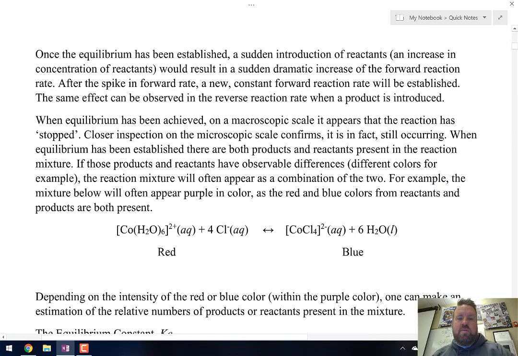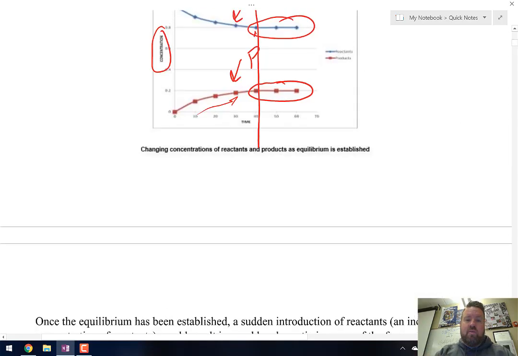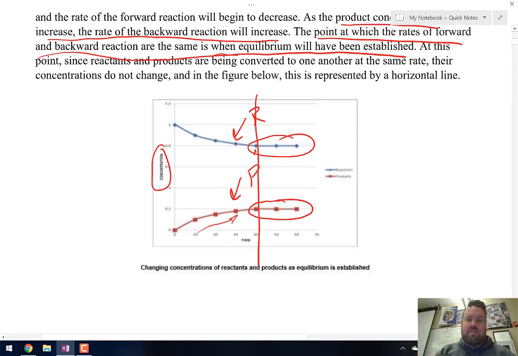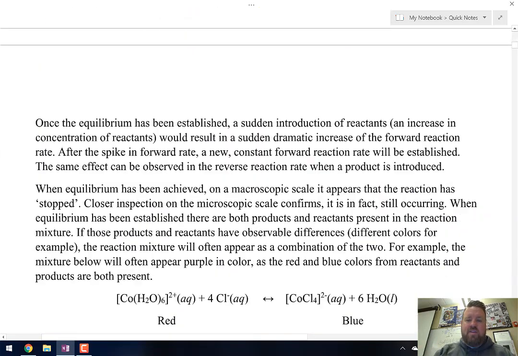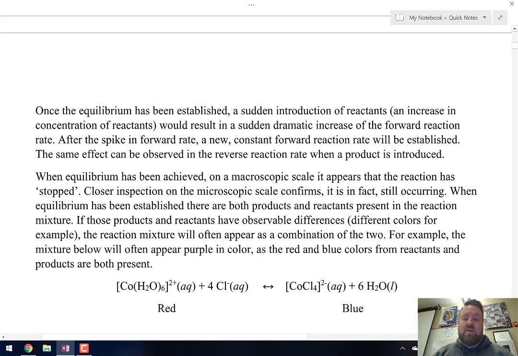Okay, once equilibrium has been established, a sudden introduction of reactants. So if all of a sudden you added a bunch of reactants, this would result in a sudden dramatic increase of the forward reaction rate. So if you added some more, let's say some HF, to this equilibrium system right here, all of a sudden there would be a dramatic increase of the forward reaction rate. But then again, after the spike in the forward rate, a new constant forward reaction rate would be established, and the same thing could be applied to the reverse reaction.